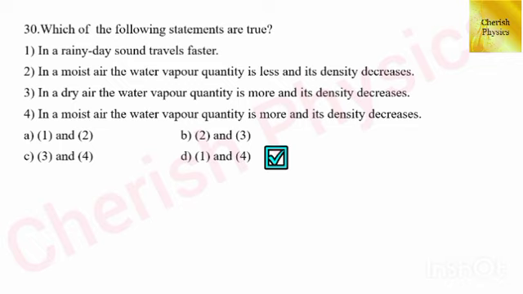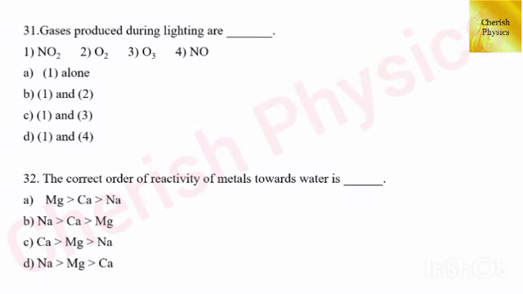The answer is option D, 1 and 4. That is, on a rainy day, sound travels faster, and in moist air, the water vapor quantity is more and its density decreases.